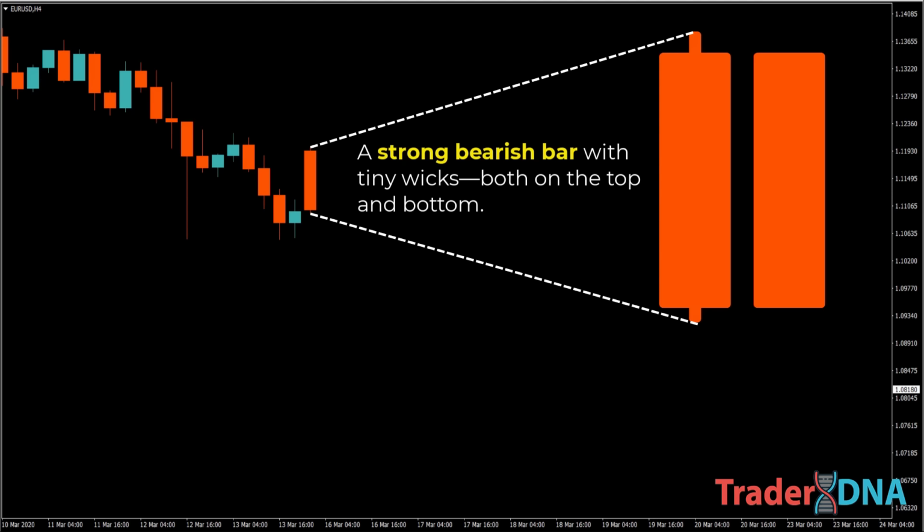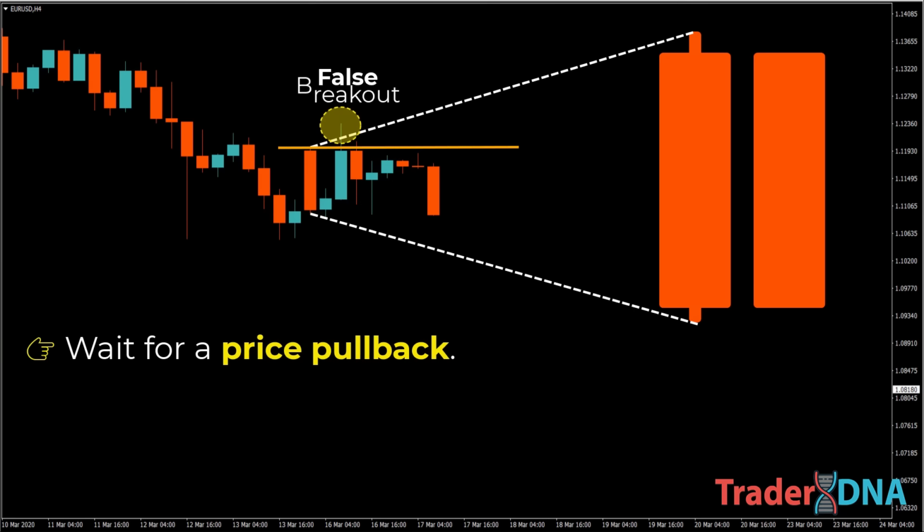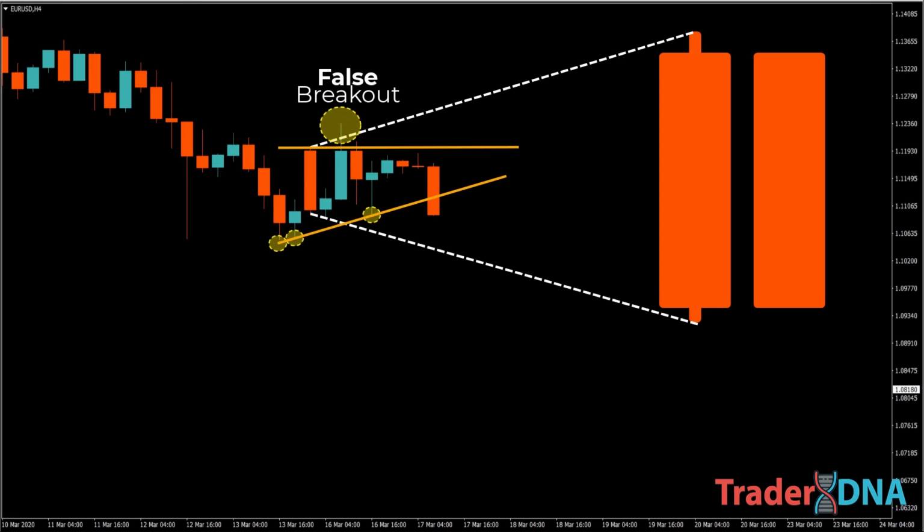So what's our next move? Simple. We follow the same structured approach as before. Wait for a price pullback. The pullback must not break above the high of the strong bearish bar. Now, check this out. After the strong bearish bar forms, price attempts to rise but fails to break above its high. This confirms that sellers are still in control. This is our valid sell signal. At this moment, traders should immediately enter a sell position on the next candle's open.